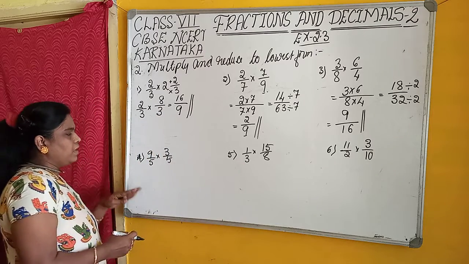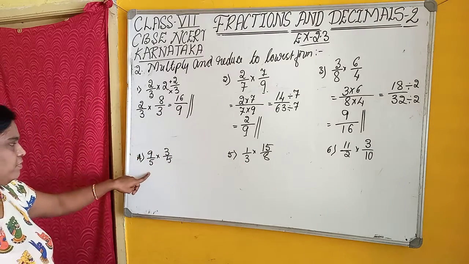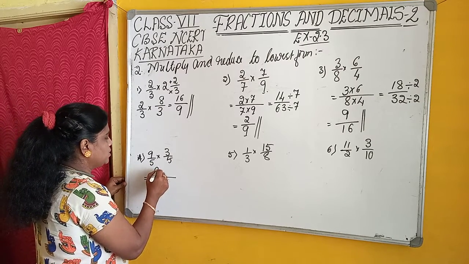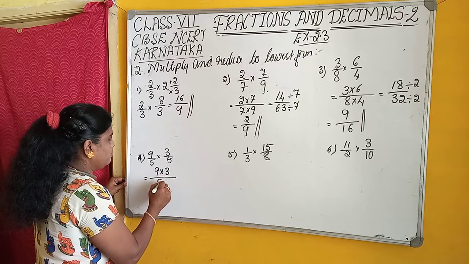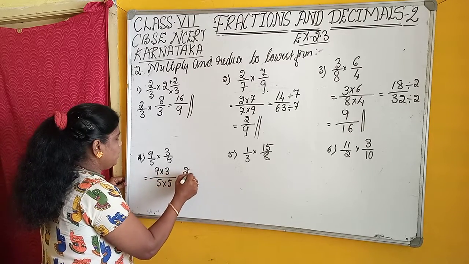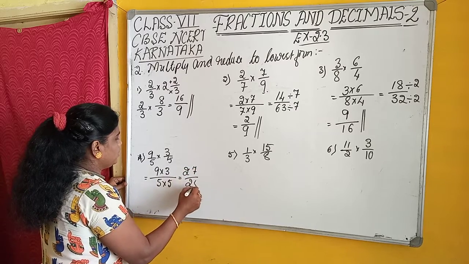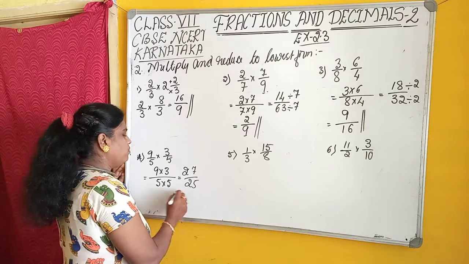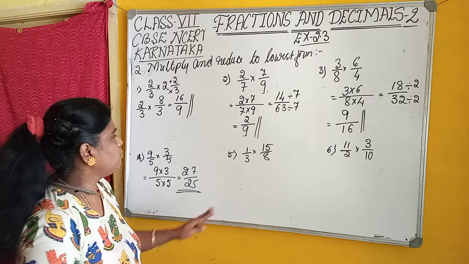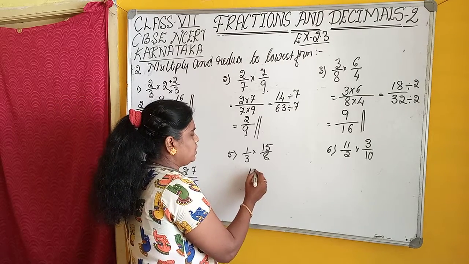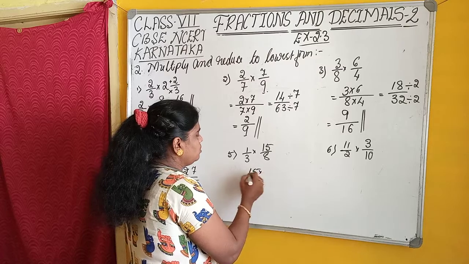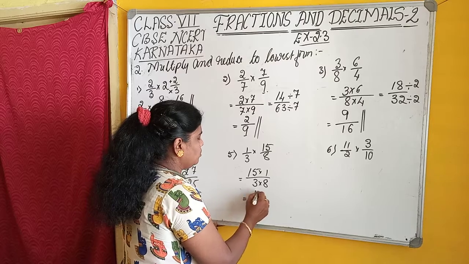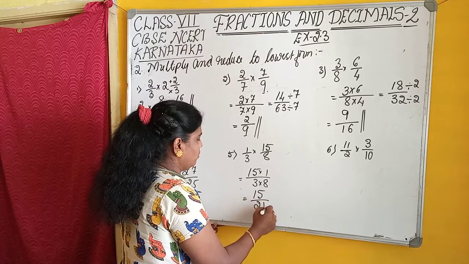Keep it there. And then fourth problem, 9 by 5 into 3 by 5. That is equals to product of the numerators 9 into 3 divided by 5 into 5. That is equals to 27 divided by 25. Okay. Do they have any common divisors? No. Therefore, it is not possible to reduce to lowest form. Next, here 15 means 15 into 1 divided by 3 into 8. That is equals to 15 by 24.